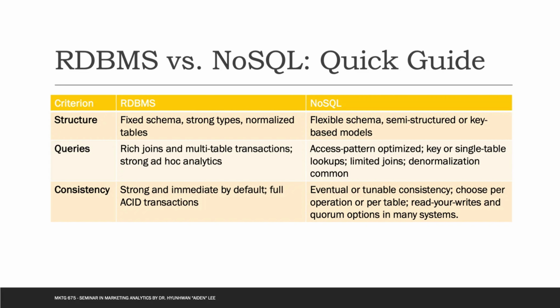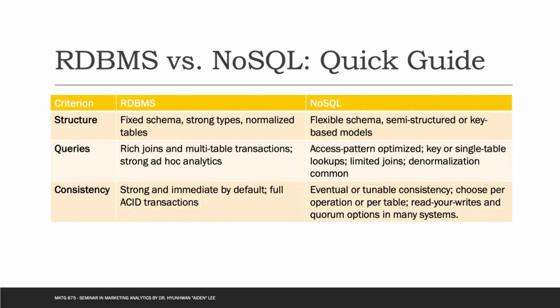First, structure. In a relational database management system, the schema is fixed and strongly typed. We define tables, columns, and constraints up front, and we keep the design normalized. In NoSQL, the schema is flexible. Records can vary in shape, which is helpful when fields change over time or when different items need different attributes.